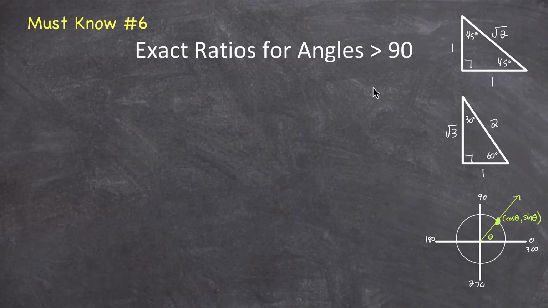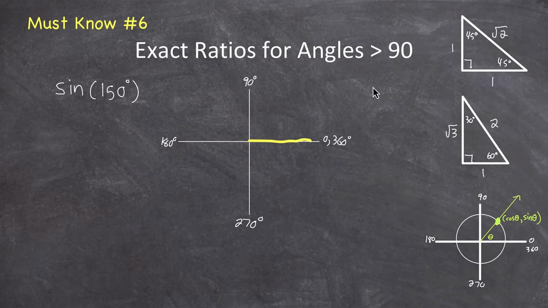Let's say you are asked to find the exact value of the sine ratio of 150 degrees. The first thing you want to do is figure out where that principal angle of 150 degrees falls on a Cartesian grid. A principal angle of 150 degrees means from the positive x-axis, rotate counterclockwise 150 degrees. And that would land you about right here. The angle from positive x counterclockwise to that terminal arm is 150.